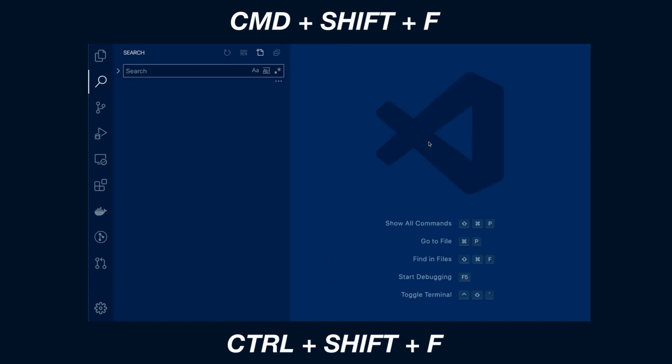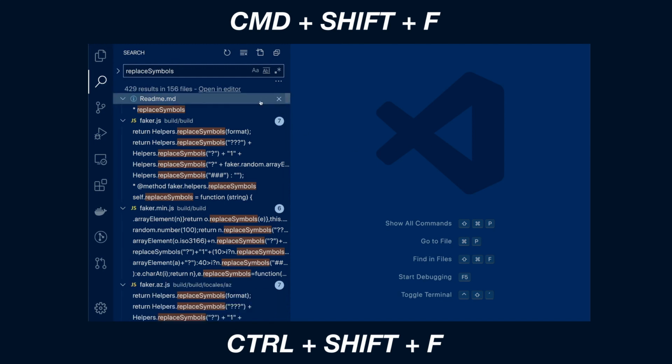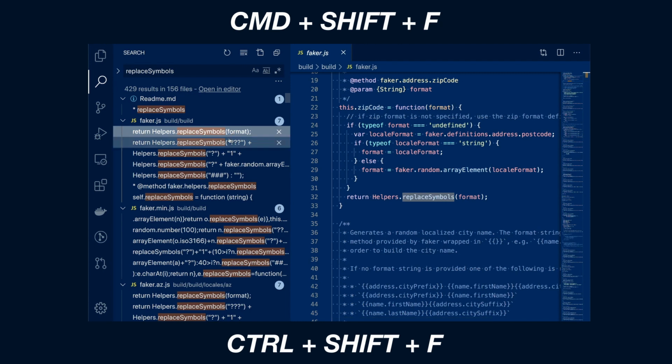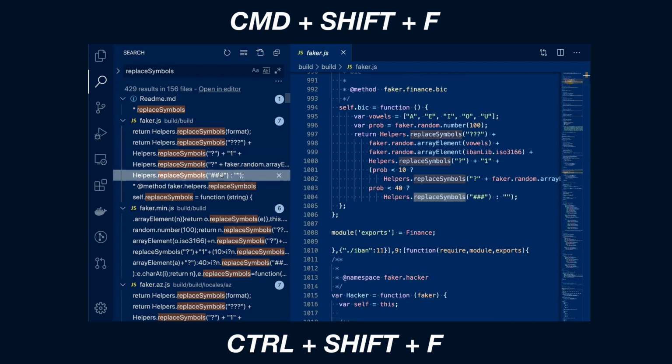But let's get started. Shortcut number 1 is Command-Shift-F. And what it does, it searches the text from all the files in the project. This is very handy. I use it all the time, for example, when I need to search for a function name where that function is called or defined. I can easily find it with this keyboard shortcut.